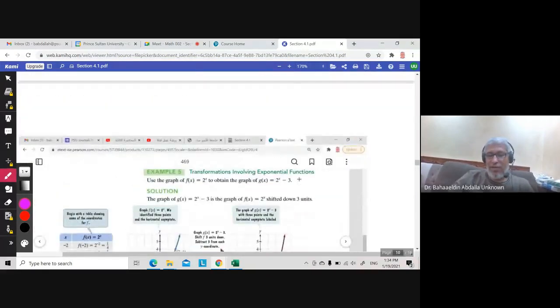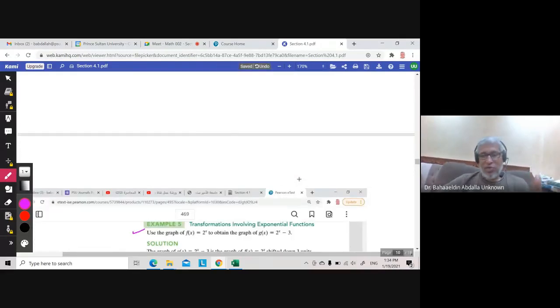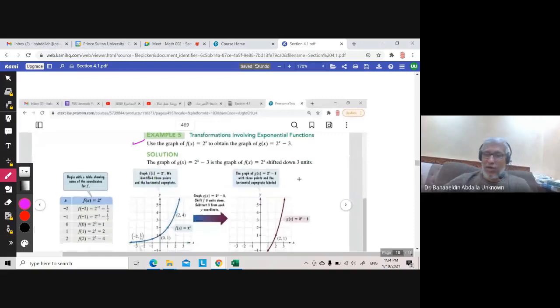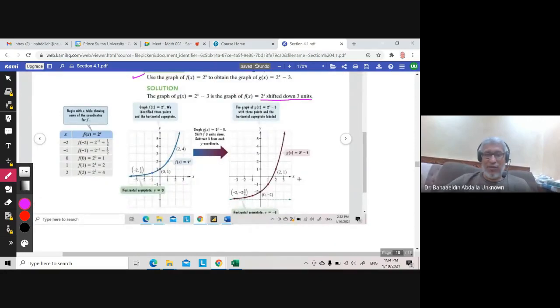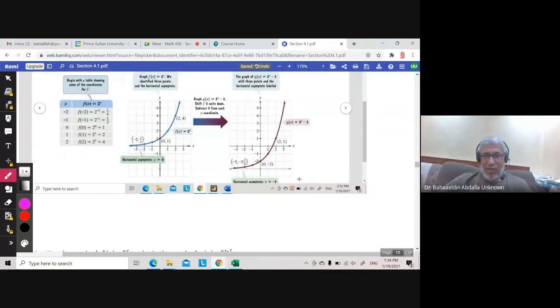For example, here, what happens? Use the graph of f of x equals 2 to the power x to obtain the graph of 2 to the power x minus 3. Minus 3, we go 3 units down. We shift the graph 3 units down. So this is the graph of 2 to the power x, and we take it 3 units down. The horizontal asymptote, instead of being y equals 0, would be y equals -3. And this point (0, 1) will come 3 units down.